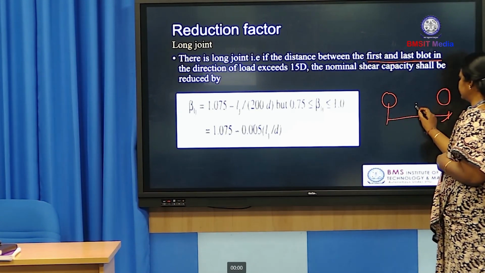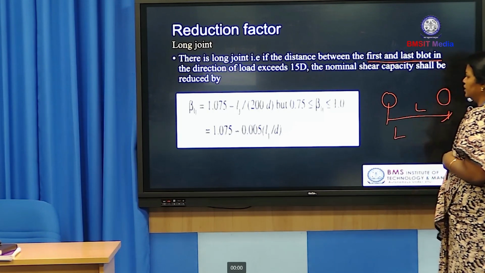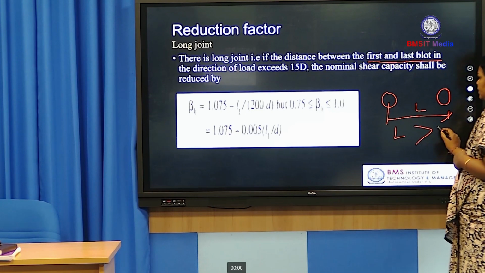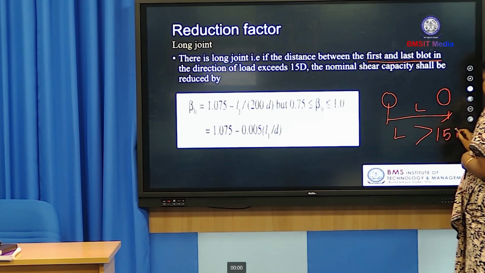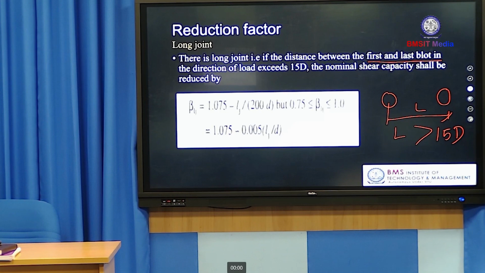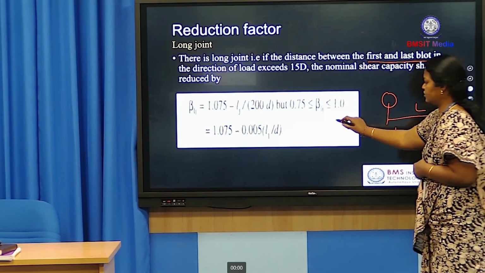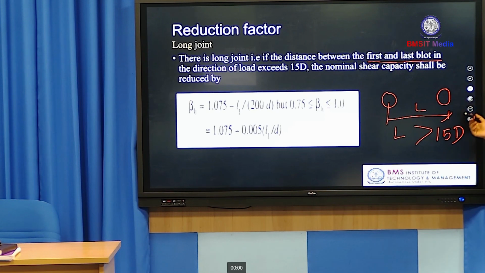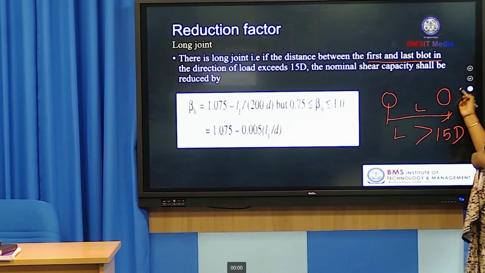This distance greater than 15 times the diameter of the bolt. If this condition is satisfied, we have to use this reduction factor. Due to this long joint, the shear capacity of the bolt will be reduced. So, L greater than 15D. What is this L? The distance between the first bolt and last bolt.